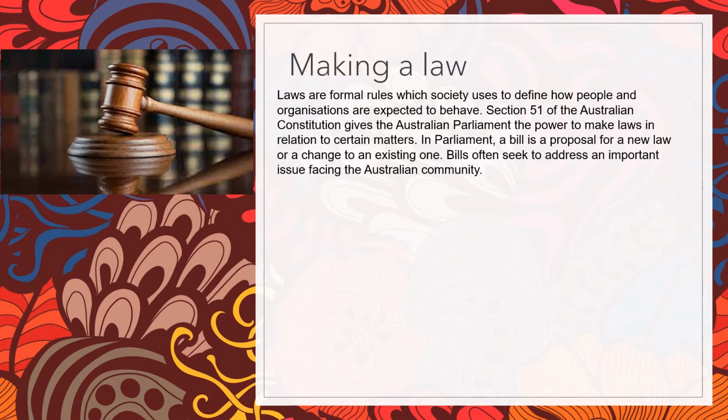Laws are formal rules which society uses to define how people and organisations are expected to behave. Section 51 of the Australian Constitution gives the Australian Parliament the power to make laws in relation to certain matters. In Parliament, a bill is a proposal for a new law or a change to an existing one. Bills often seek to address an important issue facing the Australian community.